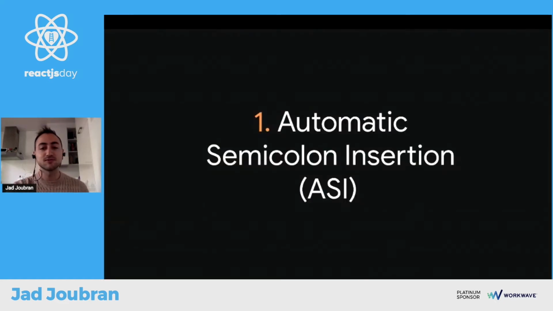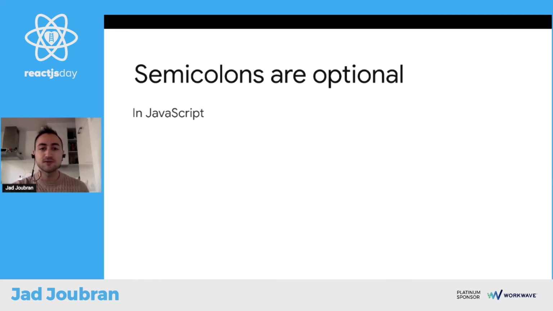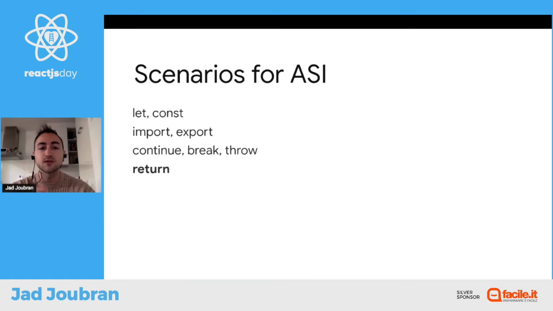So let's start with the first concept, and that's ASI, automatic semicolon insertion. I think you already know that semicolons are optional in JavaScript. You may be writing some code and you forget a semicolon and it works, and that's fine. However, there are some scenarios where the interpreter for JavaScript will automatically insert semicolons for you. This is called ASI, automatic semicolon insertion. And some of the most important ones are after let and const, after import and export, after keywords such as continue, break, and throw. But the most important one is after the return keyword.